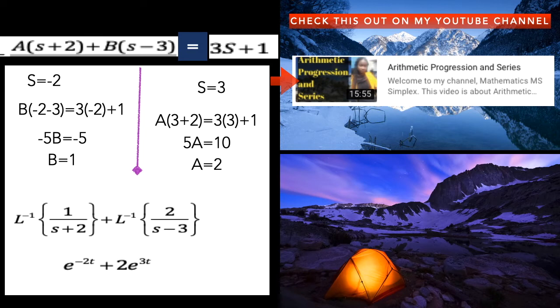Now remember guys, the formula for the transform of e to the at is 1 over s minus a. So the one that has plus 2, a would be negative 2, and the one that has minus 3, a would be 3. So that's how we have e to the negative 2t and e to the positive 3t. If you're still having issues, you can review my Laplace transform video.